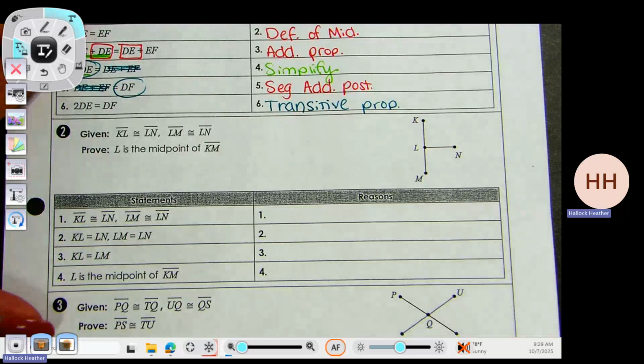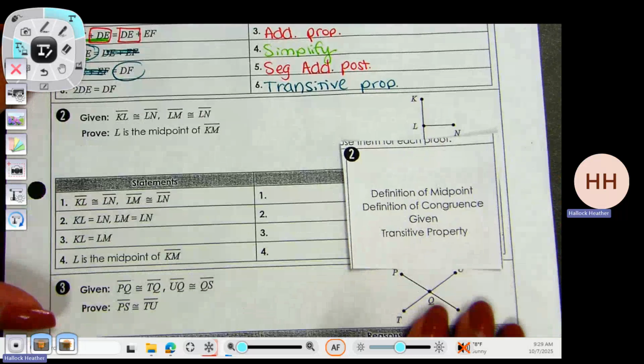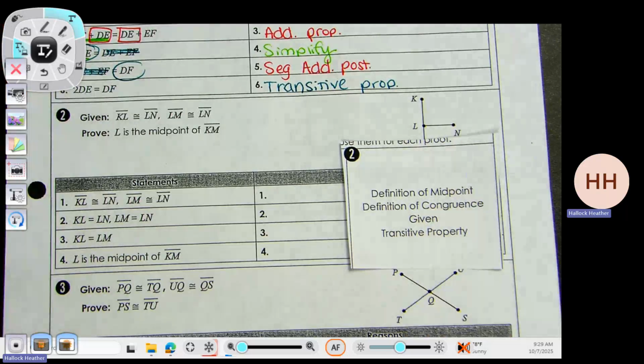So let's go to problem two. Problem two, here's your options. Take a second. This one only has 4 options. See if you can figure it out. Step 1's always going to be given. So you have 3 to try to rearrange.